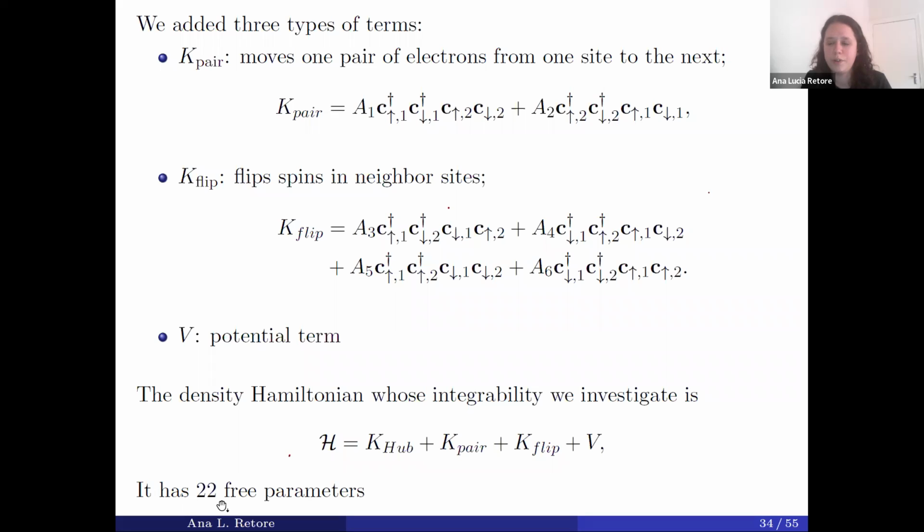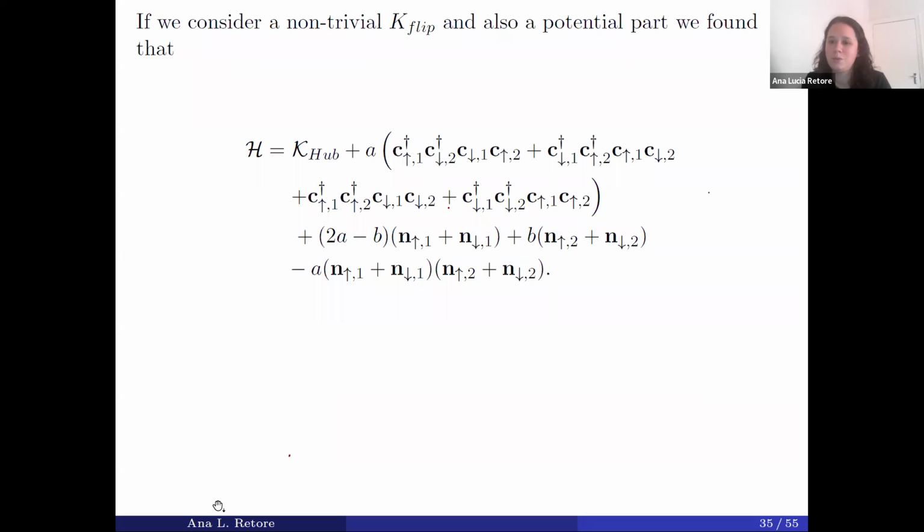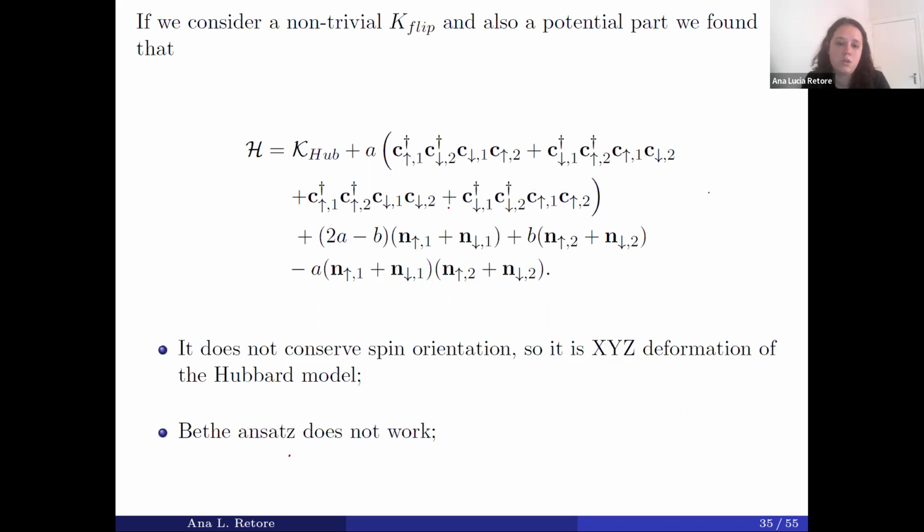It had 2 and 2 free parameters, and we asked what conditions we have if it's integrable. And then we found only one non-trivial model. It's this. It doesn't conserve spin orientation, but it has two parameters here, A and B. So in principle, it could have some phase transition or something. So this looked nice, but for sure it doesn't have Bethe Ansatz because it doesn't conserve spin orientation. So it's like XYZ. You need some alternative.